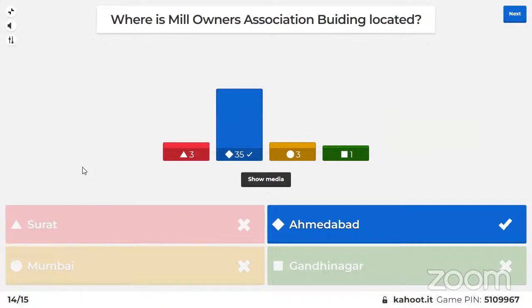All right, so time's up. The famous Mill Owners Association building is located in Ahmedabad, in the Naranpura area of Ahmedabad.